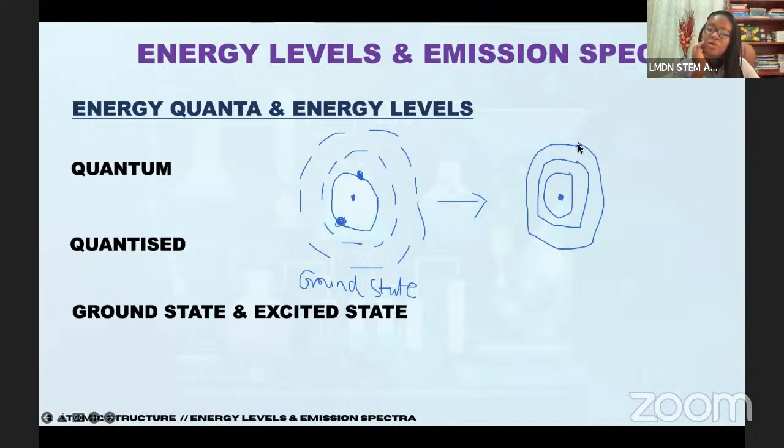All right. So previously we were here. We gave this atom energy. So essentially we're giving that electron energy. It's getting excited, right? It's excited now.